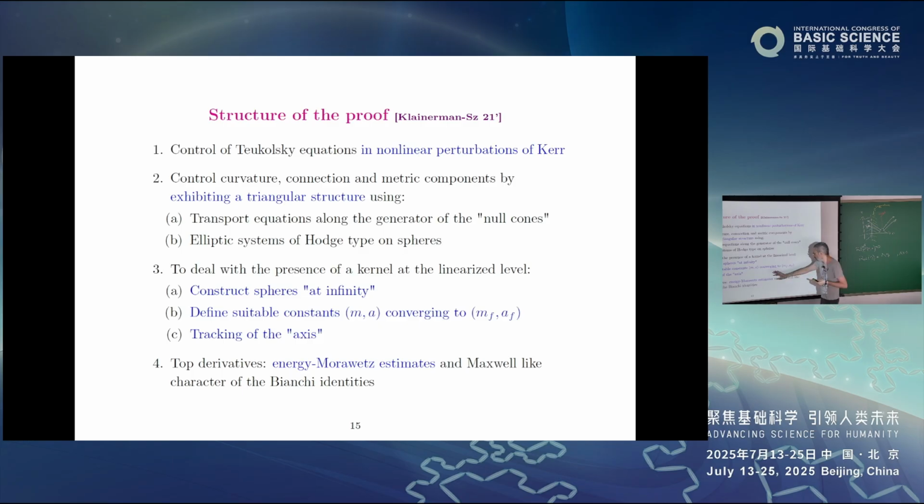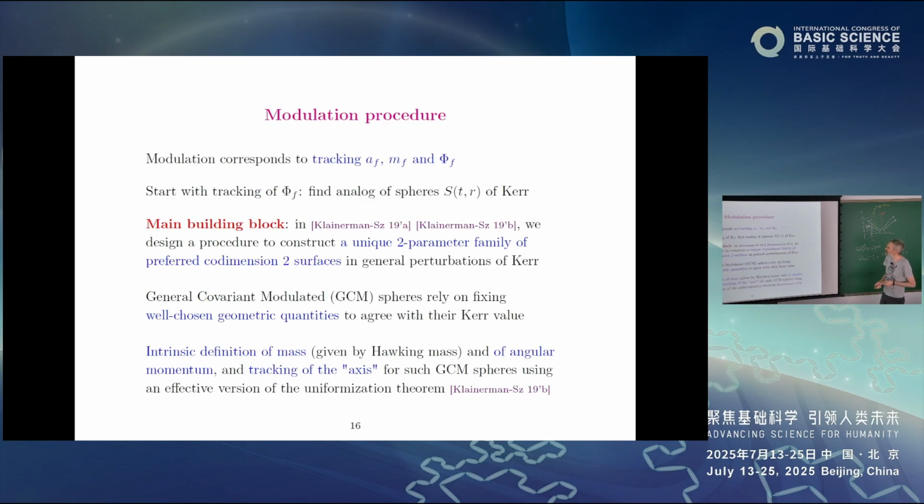And then there is a part on top derivatives, but let me not mention this part on the top derivative estimate. I want to move on. So maybe I can do one more slide. Okay, so I will finish with one slide explaining the modulation part of the proof. And the modulation part will start with this construction of spheres.